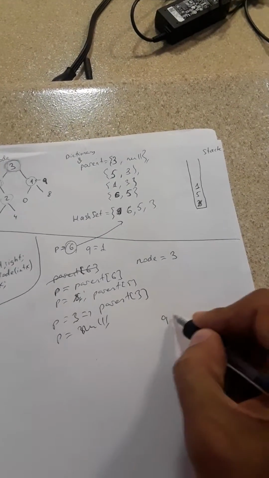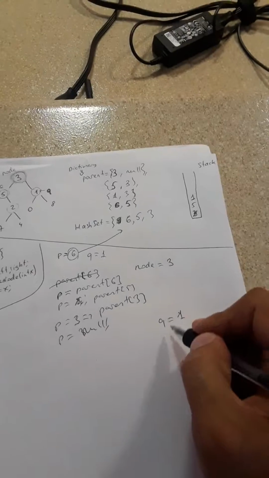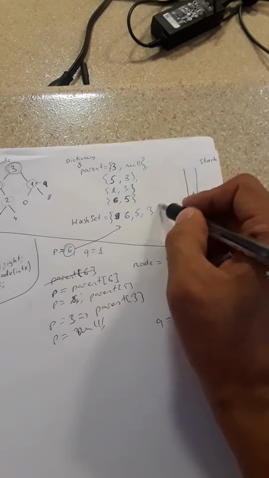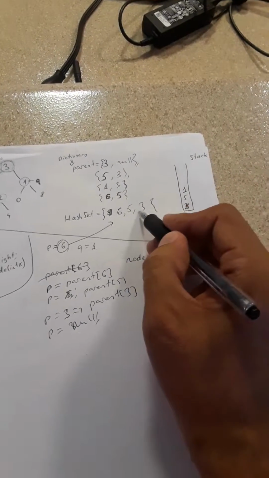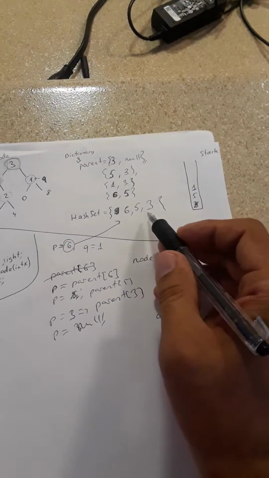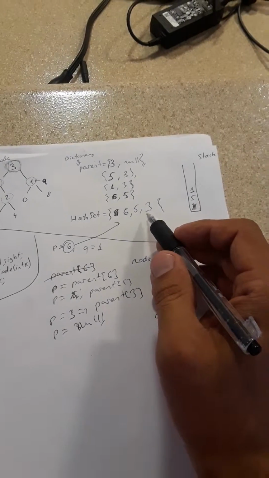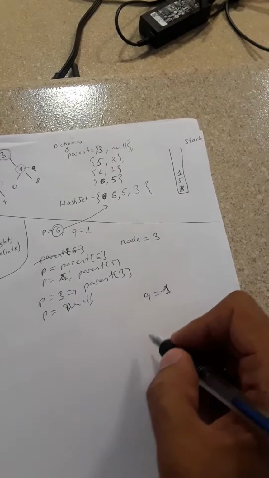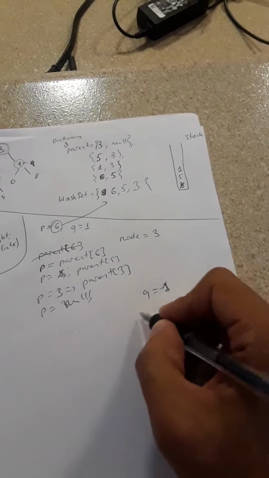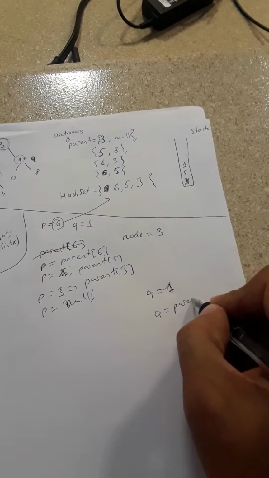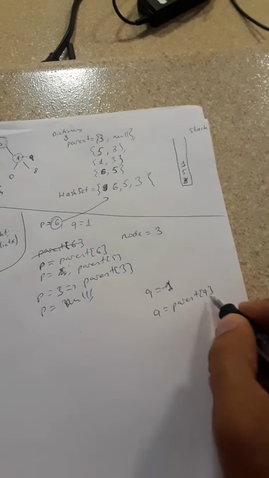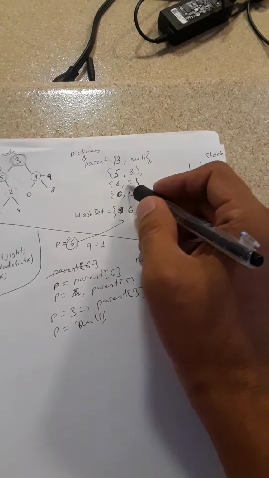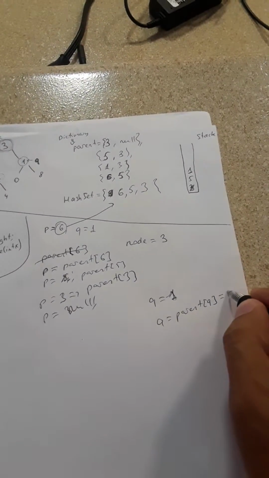Then I will go and reset my Q value, which at this point is 1. So I will go through my hash set and will go until it contains the Q element. So basically it will be looking for Q equal to parent Q. Parent Q is 1, so Q will be equal to 3.